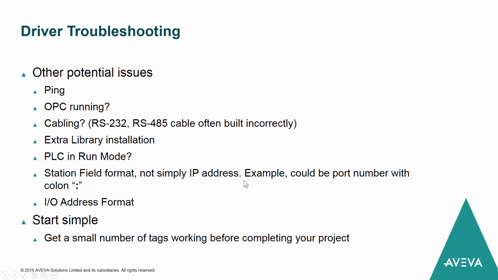The station field, as I mentioned, could be a port number with a colon. You could need the family name in there, and that again comes into play with the IO address format. Does it have to have the data type? Is it DINT, string, things of that nature? Just start simple and get a small number of tags working before you complete your whole project.